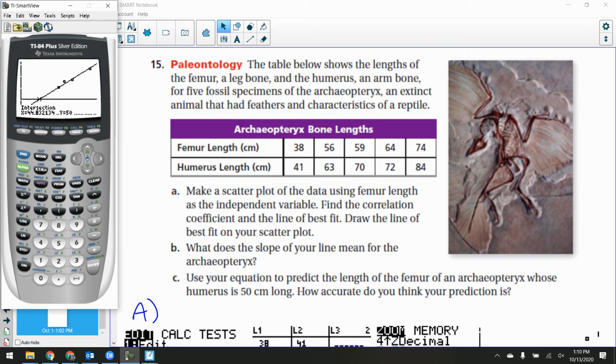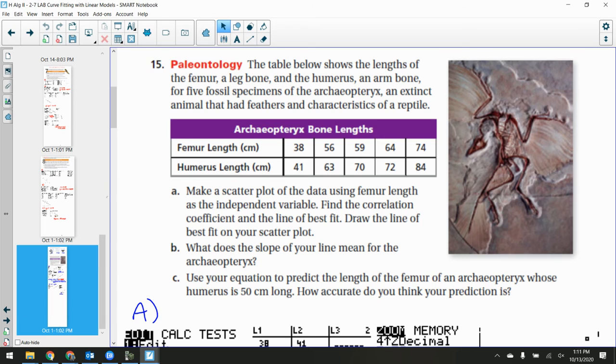How accurate do we think it is? Well, the number seems reasonable. It's not like a negative number. And in terms of my R value, that's pretty good. Yeah. Okay, I was thinking of 10 and 11. Okay, let me scroll back up.